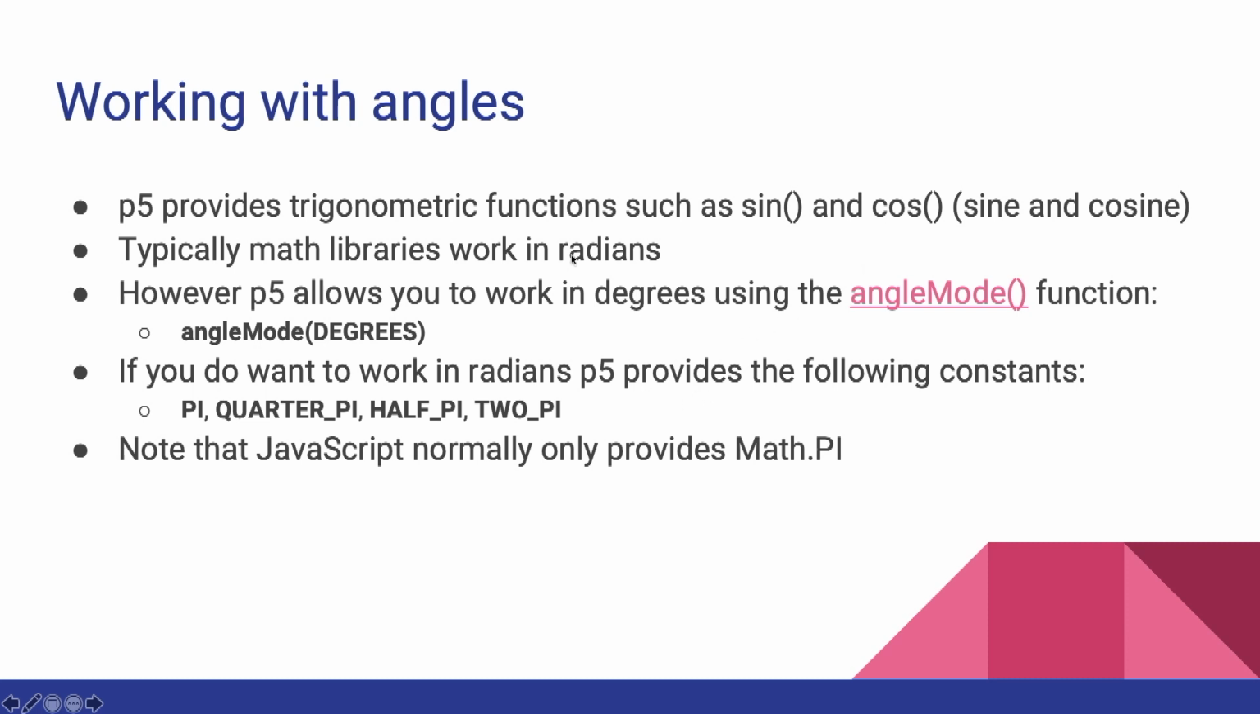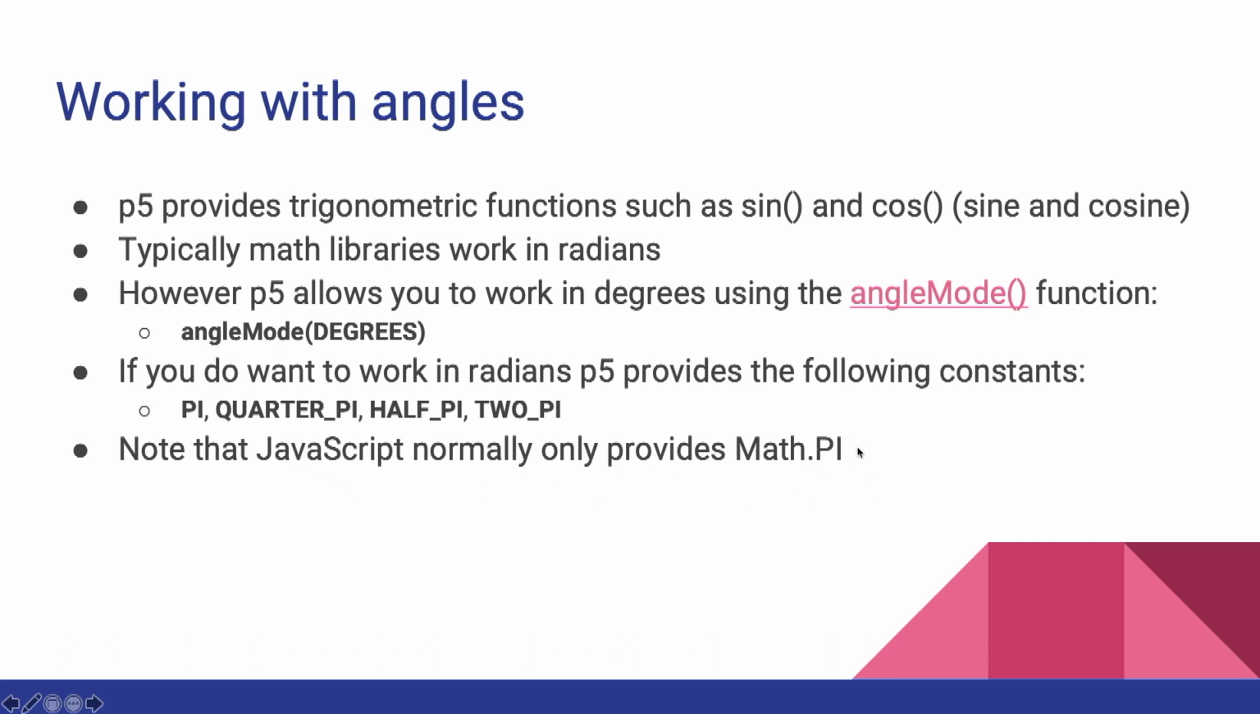These functions like to eat radians, but you can change them so that you can work in degrees if you want, with angleMode degrees. If you want to stick to radians, which is sometimes more natural if you're of a mathematical bent, then there are some predefined constants. Notice they're all in shouty caps: PI, QUARTER_PI, HALF_PI, and TWO_PI, which are commonly used ways to express values in radians.